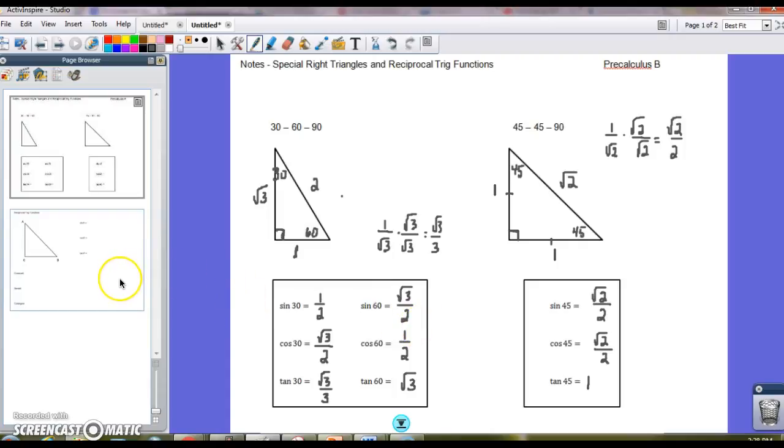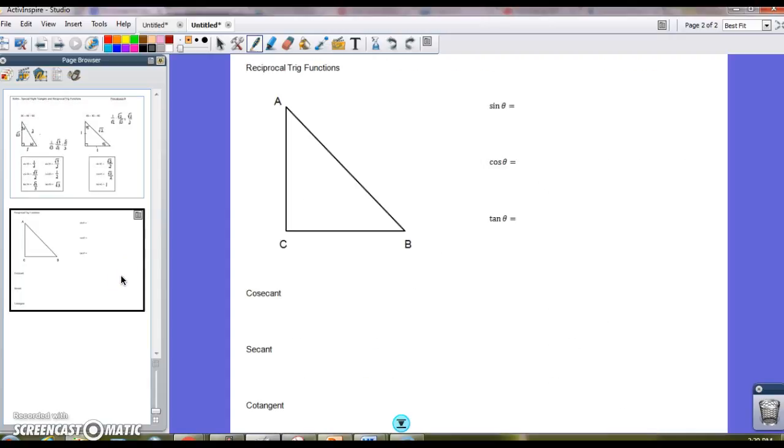Let's move on to talking about reciprocal trig functions, and then I'm going to come back and talk about the whole idea of degrees and minutes that you see on your sheet.